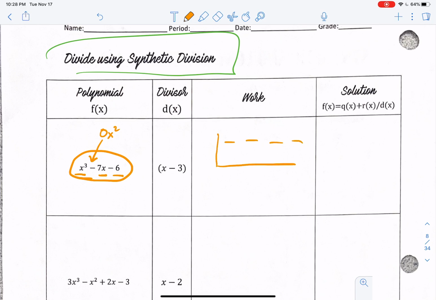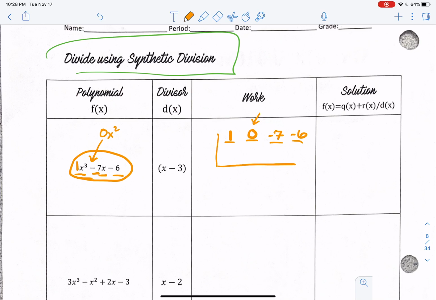Just to get you started, the first number that I start with is 1x to the third power. So a 1 is going to go in this spot. Then we said 0x squared. I have to put a 0 in the second spot. Negative 7 is going to be my third number, and negative 6 is my last number. So that 0 was my x to the second power that I needed to insert in there.